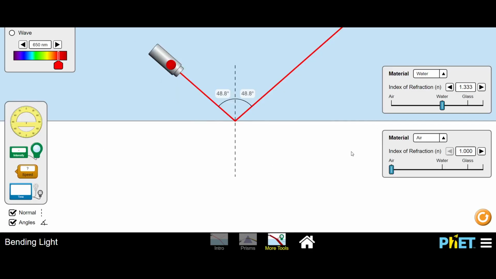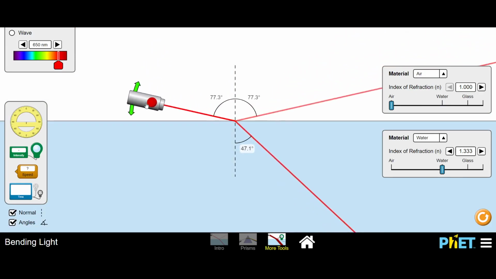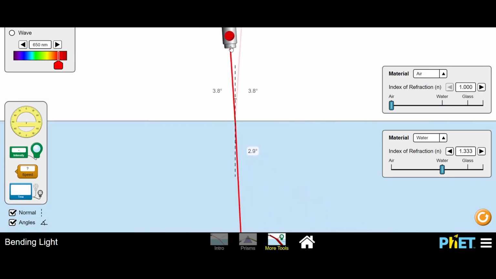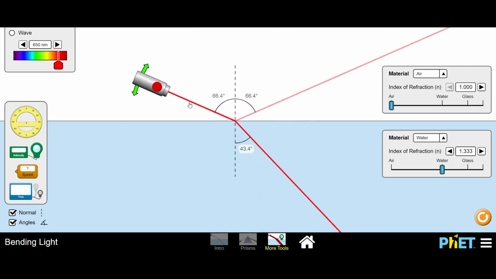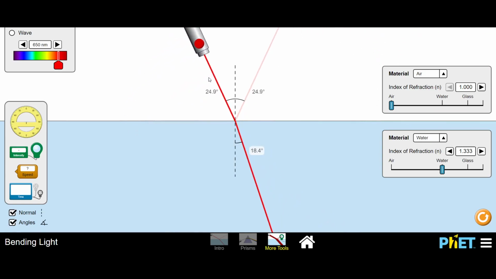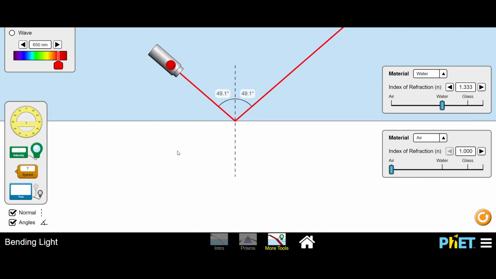Going back to our simulation, just to prove to you that this is true, if I go from a less dense medium to a more dense medium, there is no angle at which total internal reflection will occur, because it only happens when you go from a more dense material to a less dense material. So let's go from a more dense material to a less dense material. Let's switch it up to water and air like we had it before. And now total internal reflection does occur.